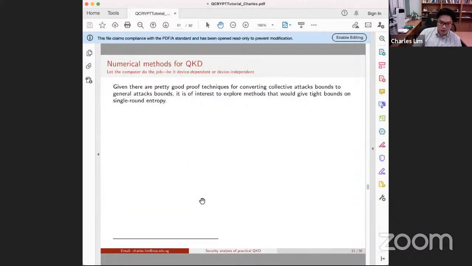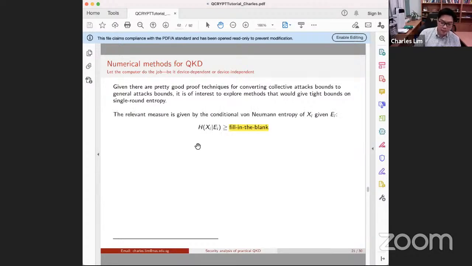Yeah, so let me move on to the second part, which is about the numerical methods for QKD, right? So why are numerical methods so useful? Early on, I mentioned that they allow you to explore quite exotic protocols. But going back one step, although we have direct bounds on the smooth min-entropy in the finite key regime, there are also very good bounds that allow you to consider collective attacks first and then promote them to general attacks.